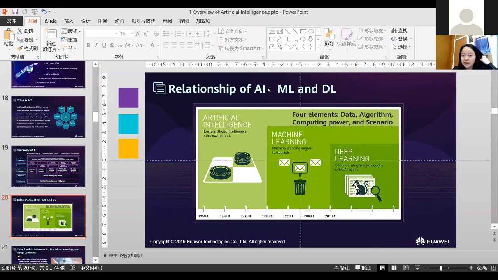a lot of algorithms. And another question is, can you give me an example of an algorithm that belongs to artificial intelligence but not a topic of machine learning? So the algorithm here is an algorithm in AI, but not an algorithm that belongs to machine learning. Any volunteer?